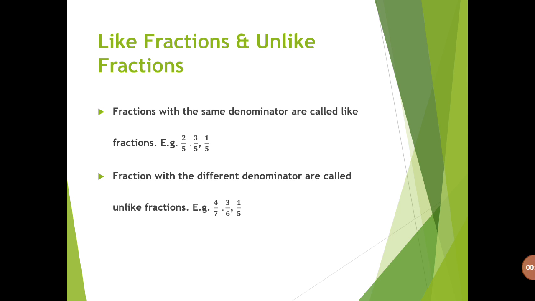Like fractions and unlike fractions. What are like fractions? Fractions with the same denominator are called like fractions. For example, 2 upon 5, 3 upon 5, 1 upon 5. This is a like fraction because the denominators are the same. Fractions with different denominators are called unlike fractions. For example, 4 upon 7, 3 upon 6, 1 upon 5. All these fractions have different denominators, so we call them unlike fractions.